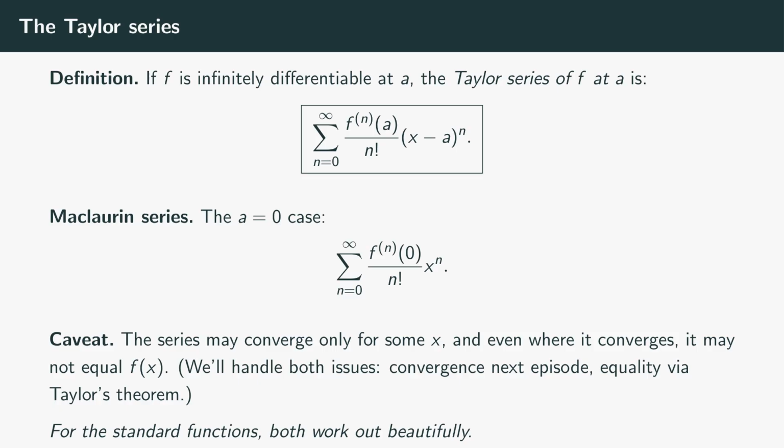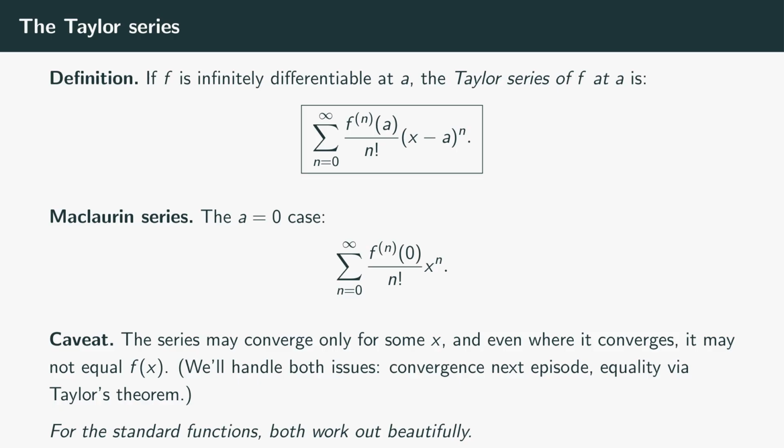Two caveats before we play with examples. First, the series might not converge for every x. Convergence depends on the function and the point. The geometric series for 1 over 1 minus x only converges for the absolute value of x less than 1, for instance. We'll see why. Next episode is dedicated to this question, the radius of convergence of a power series.